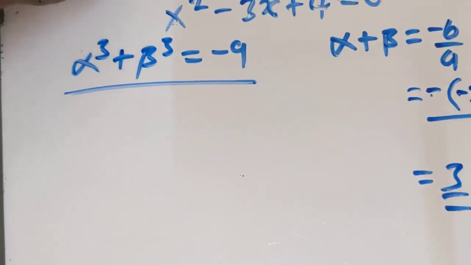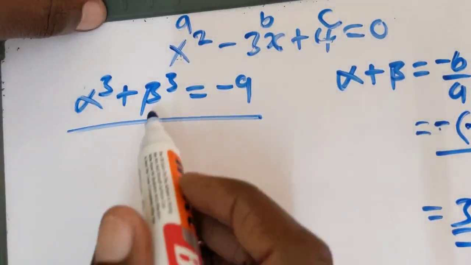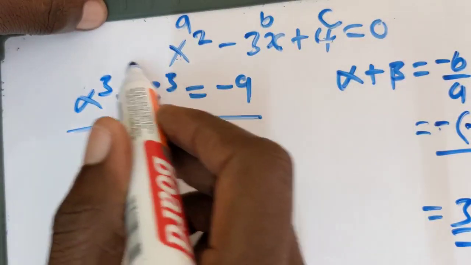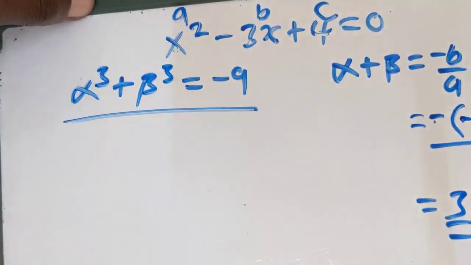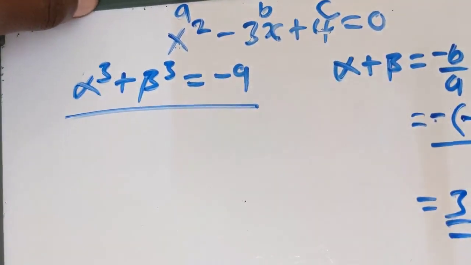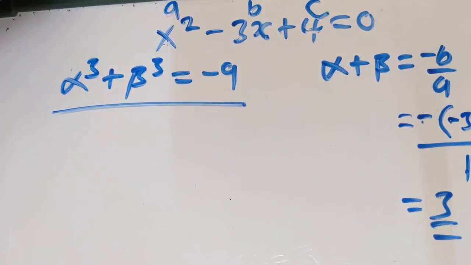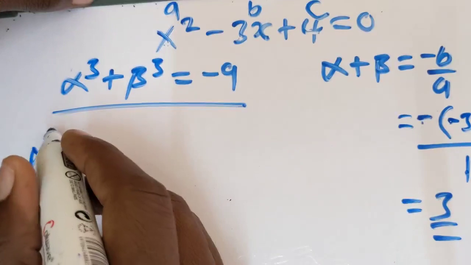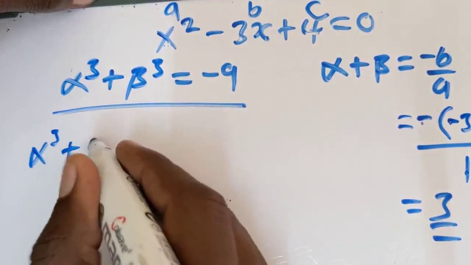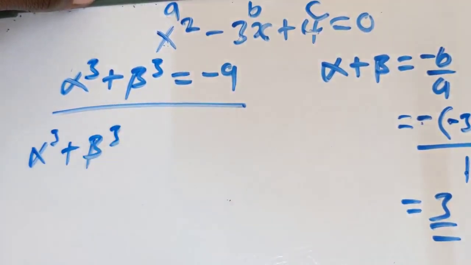So now, the other thing that we're supposed to do is to derive the formula for this one. If you know the formula for this one, there's no need to start deriving it. You can write it down. But I will show you how to derive this formula. So you need to know how to derive this formula: alpha to the power 3 plus beta to the power 3. What is this?